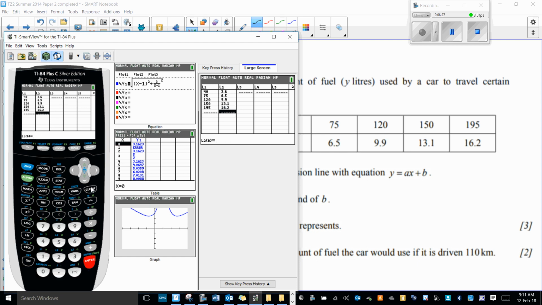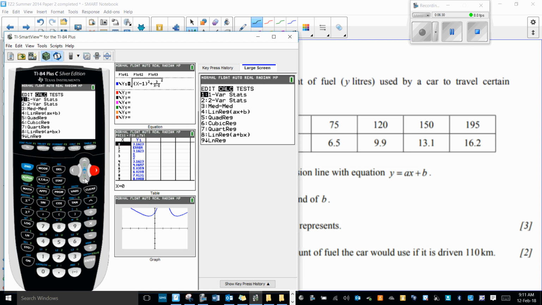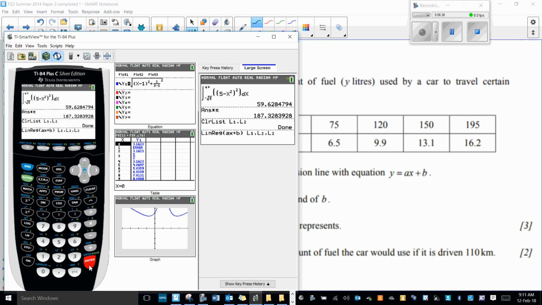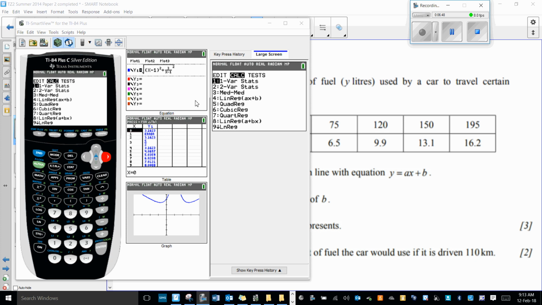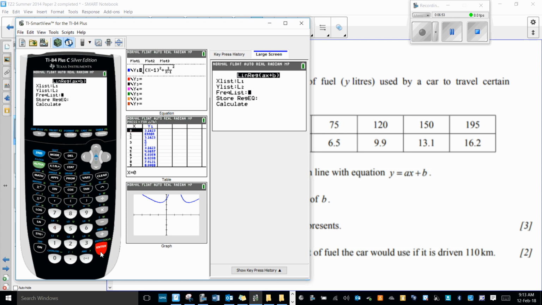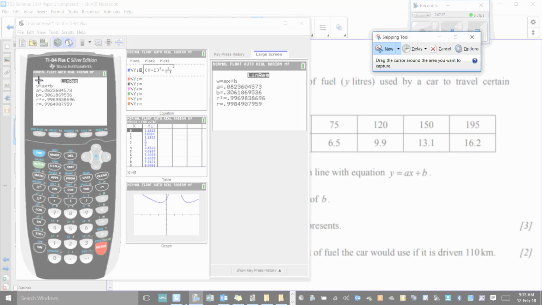So stat calc number 4. Okay, I had the wrong numbers there, so I've just checked my data, that's all fine. I think it was when it went in here. Just make sure I had a frequency list value in here, so make sure there's nothing in there then. And here we go, so I'm just going to snip it. You can write the actual values.